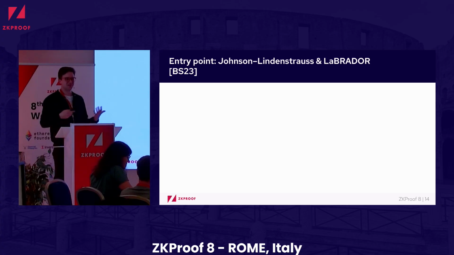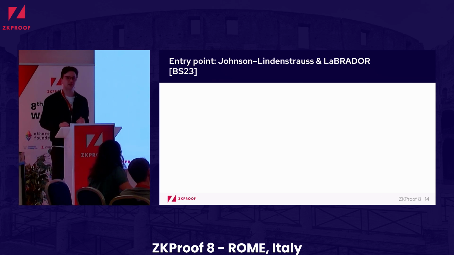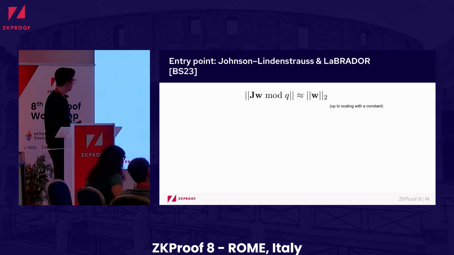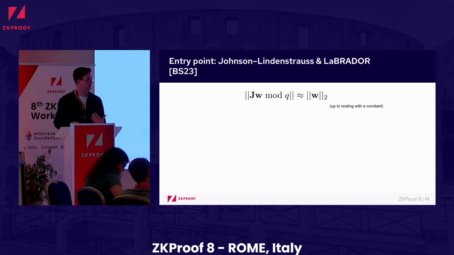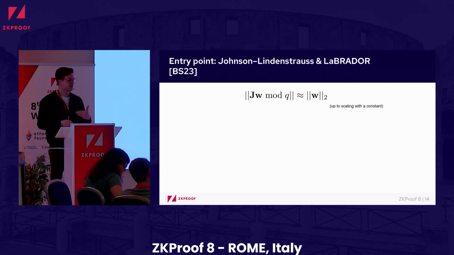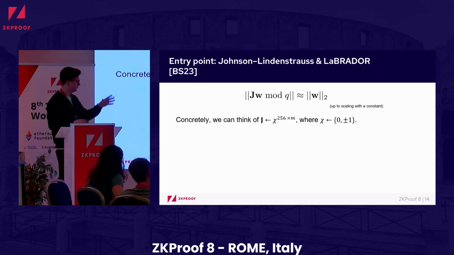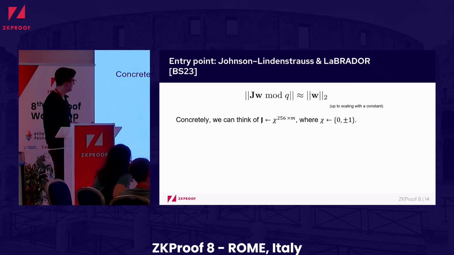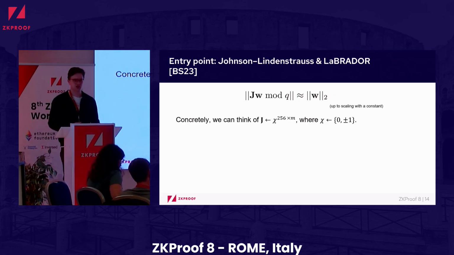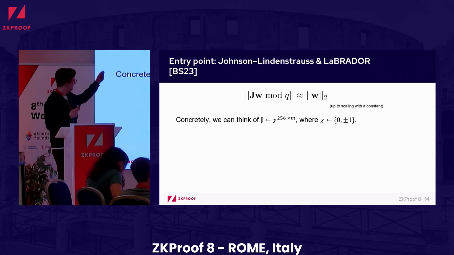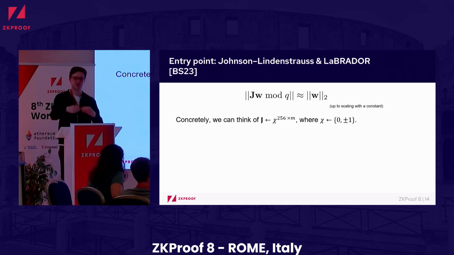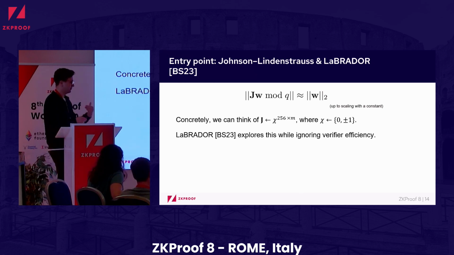The main tool that we will be using is the Johnson-Lindenstrauss projection, which is partially derived from Labrador. Labrador is a lattice-based SNARK, and this lemma says more or less that if we take our witness W and do a left multiplication with some projection matrix, sometimes called just the Johnson-Lindenstrauss matrix, then this multiplication, even under modular arithmetic, more or less preserves the norm, up to some small statistical error.